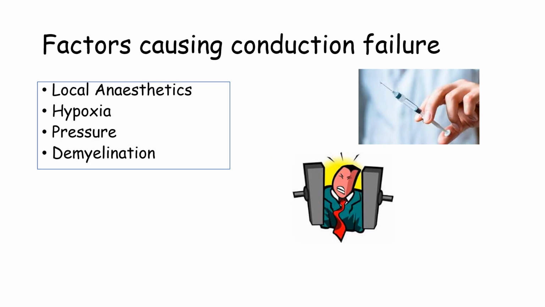There are certain factors which cause block of nerve conduction. We know about susceptibility to local anesthetic, hypoxia and pressure. Type C fibers are more affected by local anesthetic. Hypoxia affects type B fibers and pressure affects type A fibers. So these three factors are responsible for conduction failure in a nerve. Besides that, demyelination is also responsible for conduction failure.